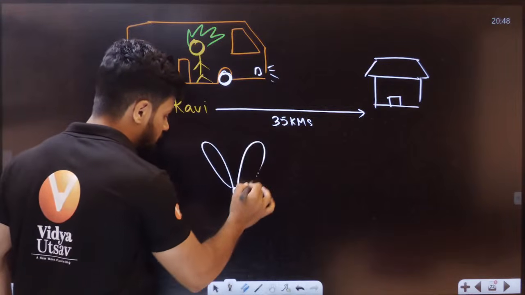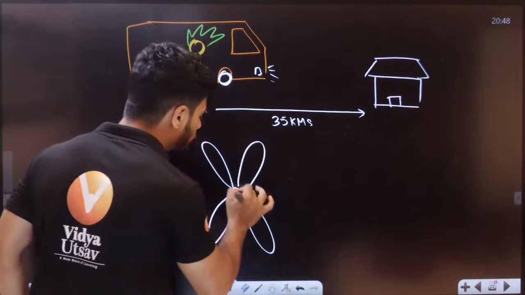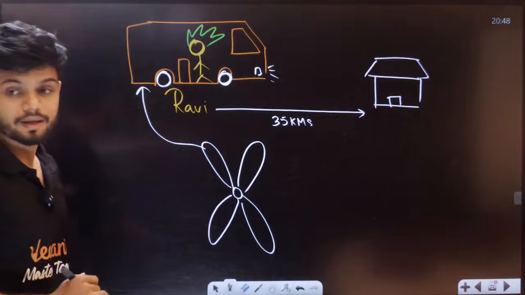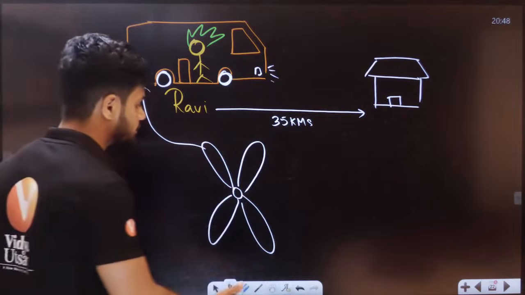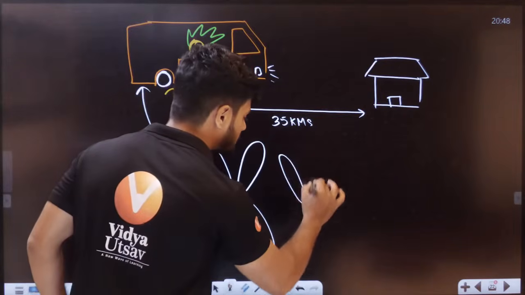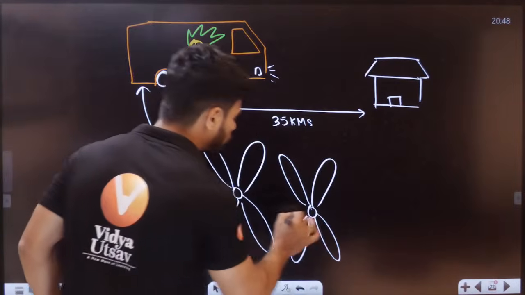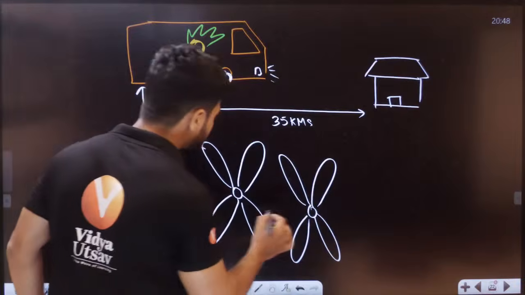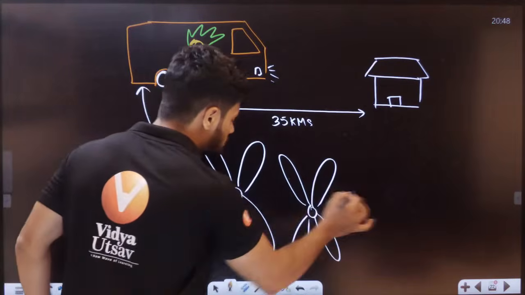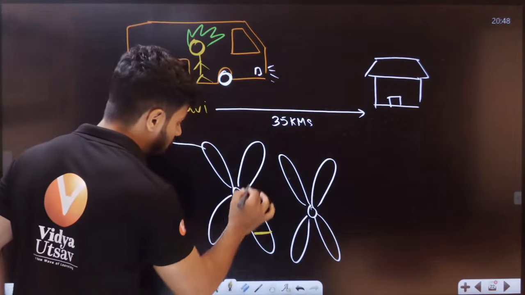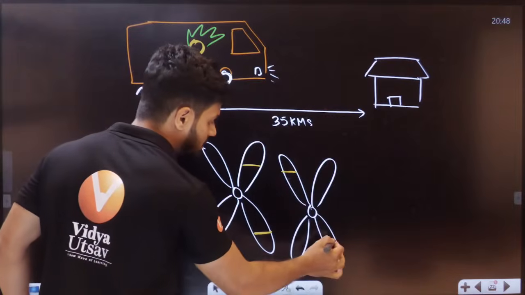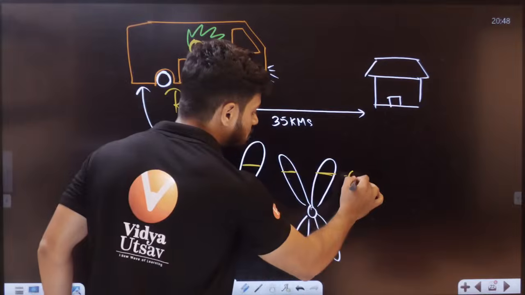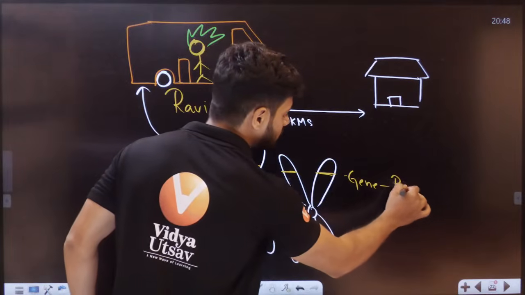Now here, let's say this is a chromosome. Chromosome is like a bus. Chromosomes are like your bus. And there are multiple genes present here, genes and alleles. These are genes. Genes are like your Ravi.